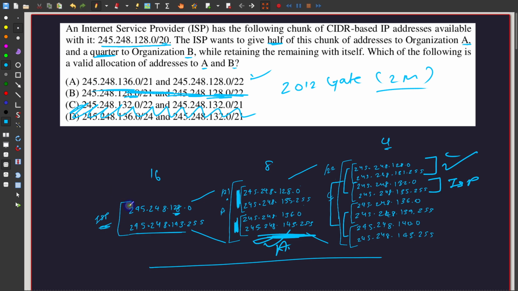If you look at the original 16 chunk that we had, where we had 245.248.128.0 to 245.248.143.255, you can see how the division actually occurred. And it all makes sense, I believe. So yeah, that's basically it.